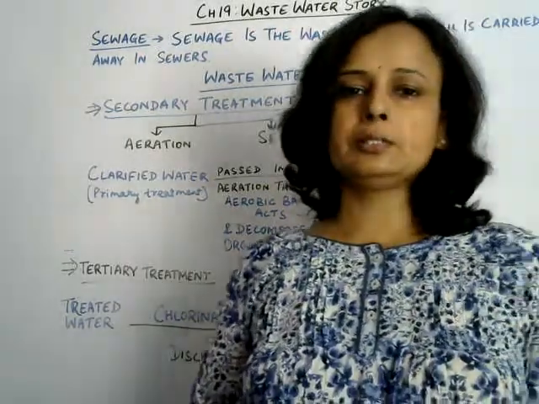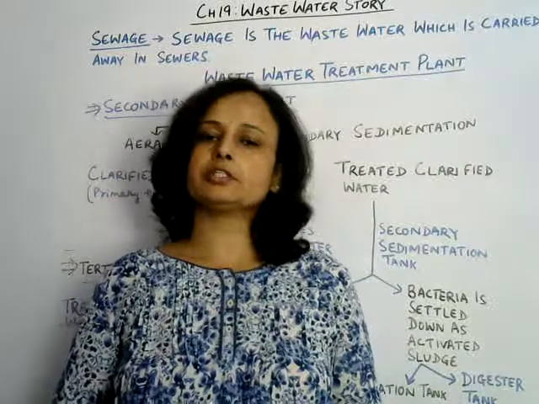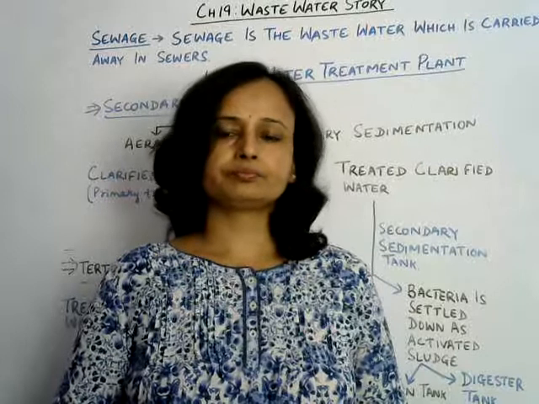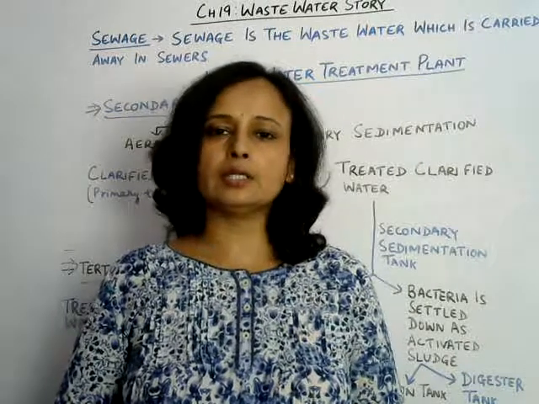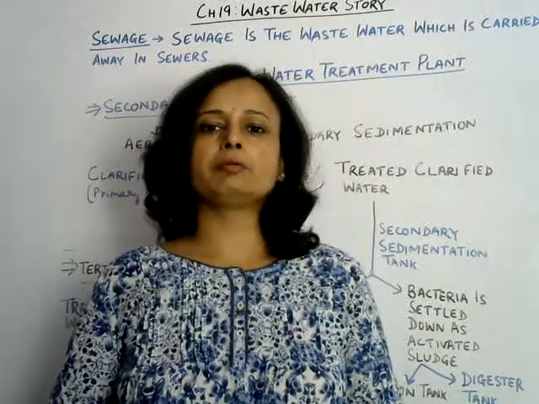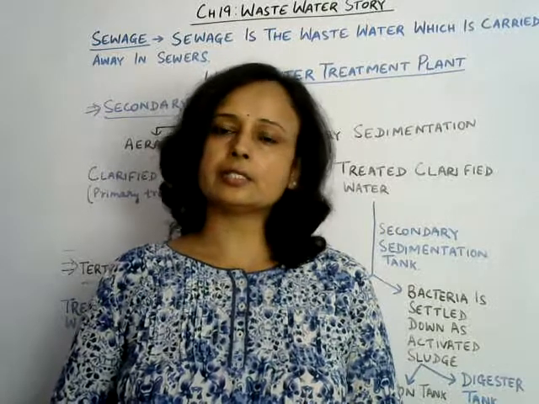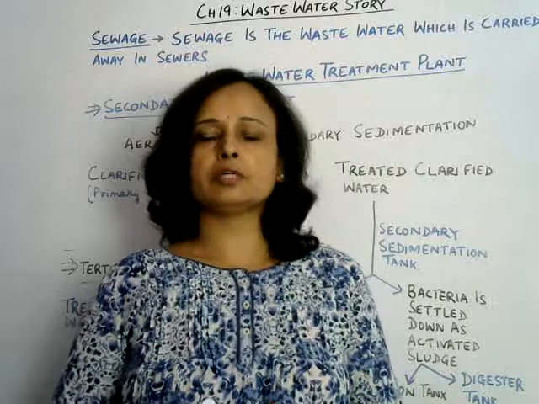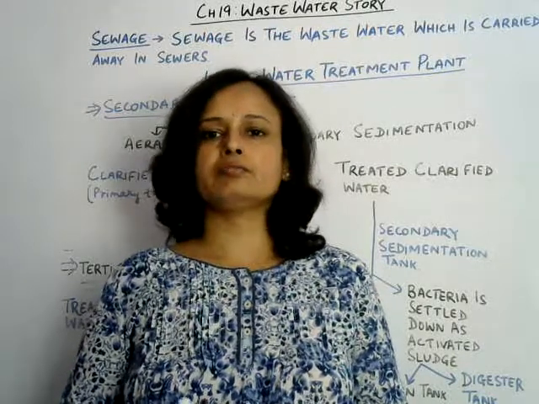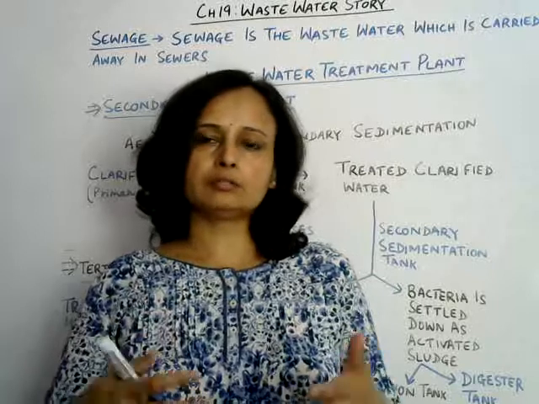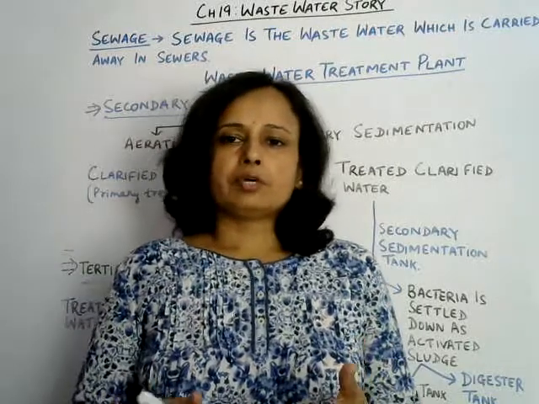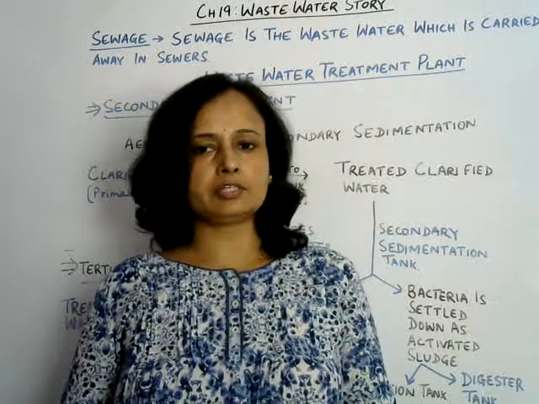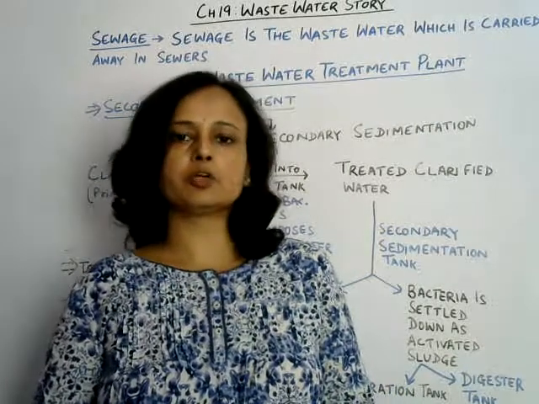So there are three steps: primary treatment, secondary treatment, and tertiary treatment. In primary treatment, there is screening, after screening grit removal, then the sedimentation tank, and in the primary sedimentation tank there is anaerobic bacteria that treats water in the digester tank. Finally, that purified water goes for the secondary treatment, and then tertiary treatment. Now this water treatment is done.